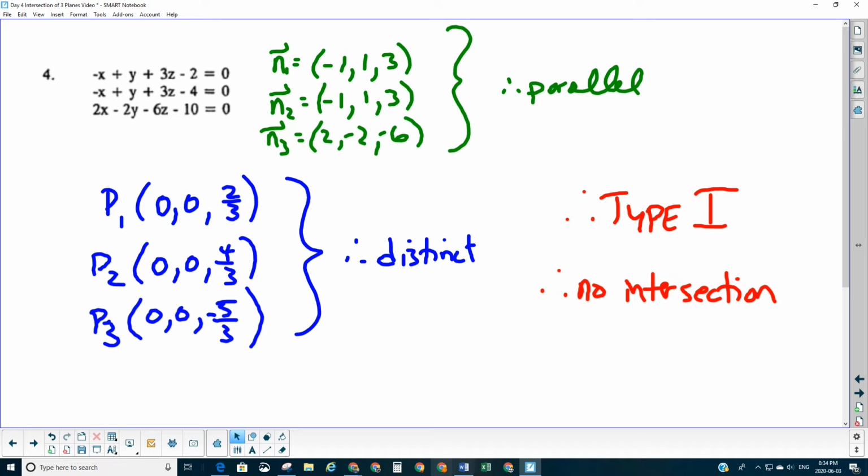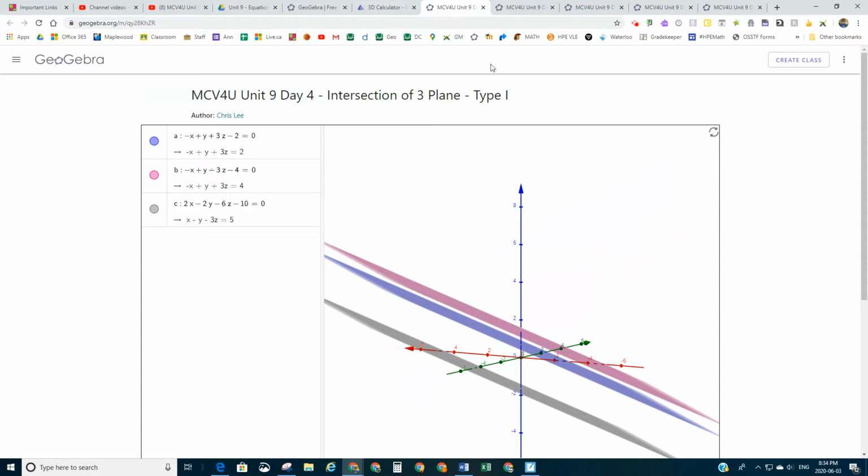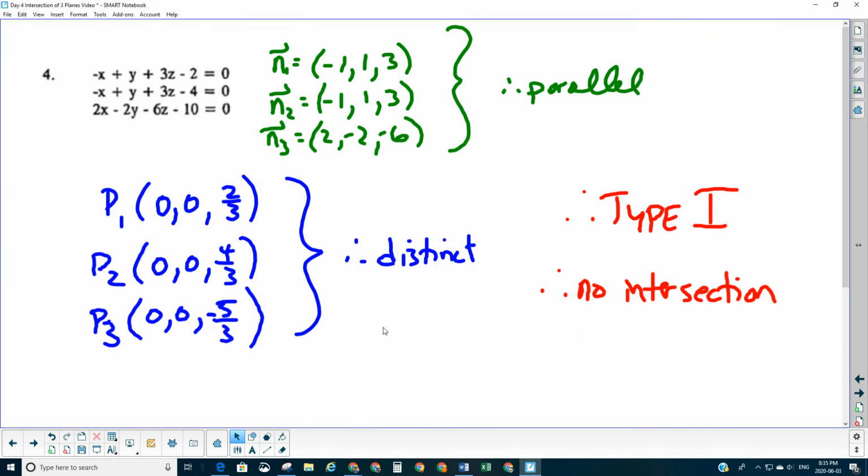Okay, and again, I can check on GeoGebra. If I go to the first one that I showed you, there are those three equations, including that -6 minus 10x. And look, they are indeed distinct and parallel, and so there is no intersection. All right, so in these three videos we've seen examples of type 1, 2, 3, and 4, and how to solve the appropriate math to get the intersections when intersections exist.